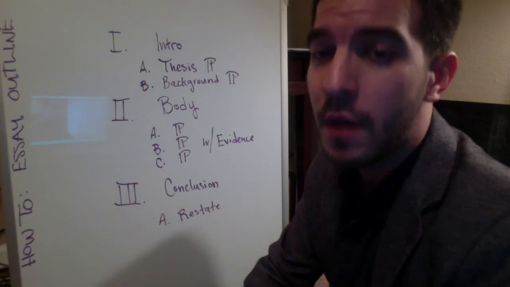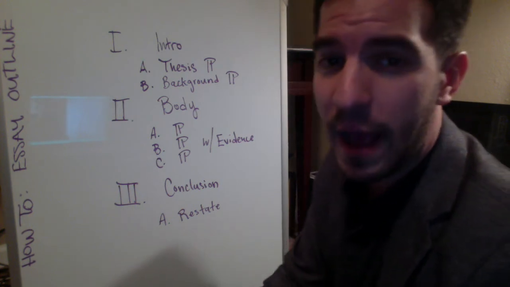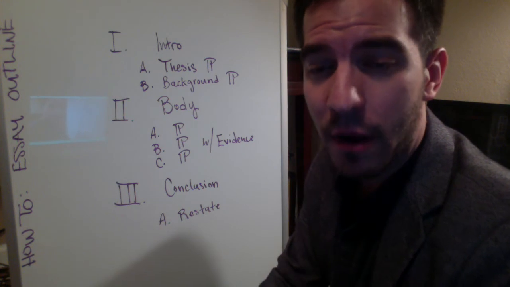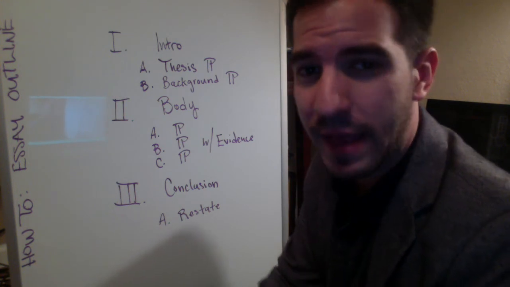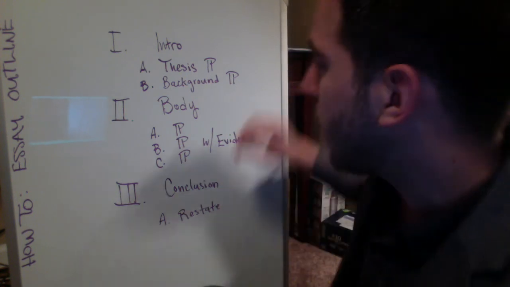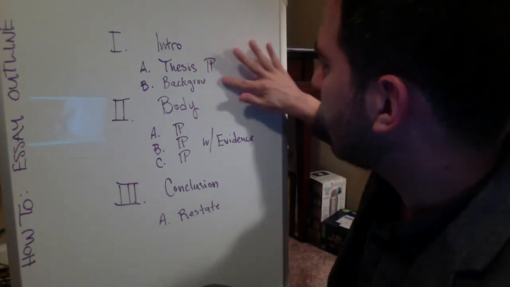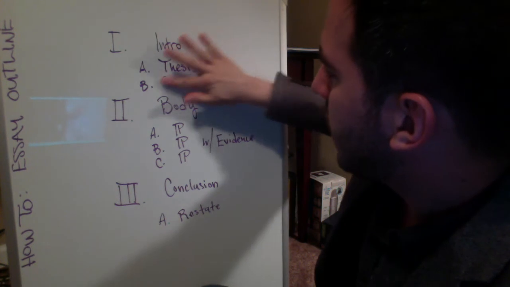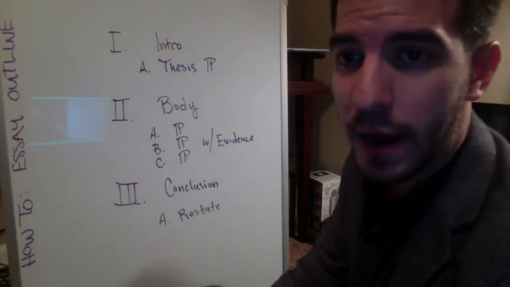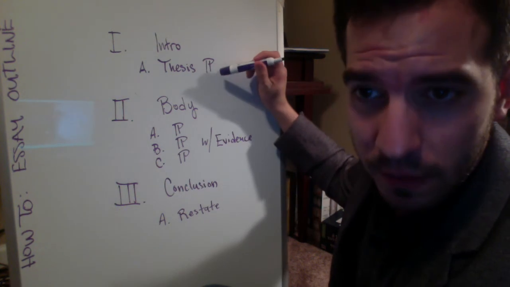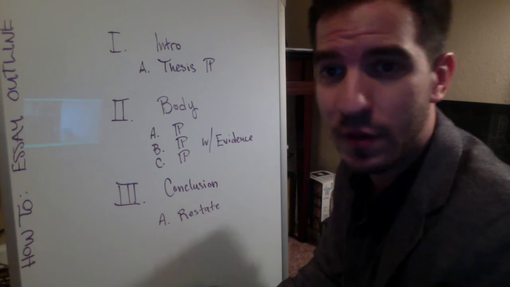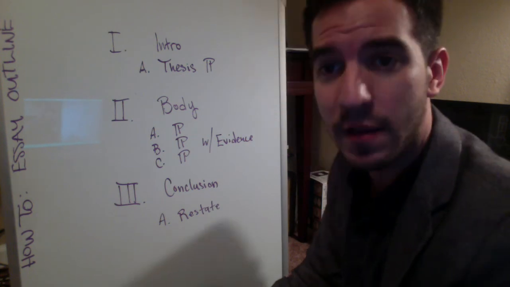But for this class, I'm not going to require you guys to do a background. I just want to see you lay out your thesis and state what you're going to be writing about. So we're going to go ahead and just erase that. Okay, and so now we've just got the one paragraph, the thesis paragraph. By the way, this funny looking P symbol here, that just stands for paragraph. So anytime you see that, that's what that means.